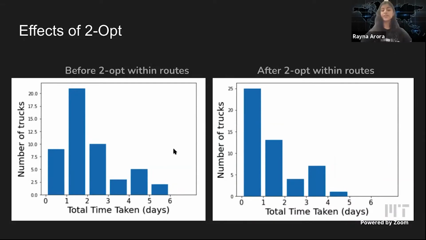We plotted a histogram of the total time taken by each truck before and after the two-opt swap. As you can see in the graph on the left, some trucks took up to 6 days to complete their routes. In the graph on the right, however, after the two-opt swap, the data is significantly shifted left. Most trucks take less than a day, and all trucks take less than 5 days, while still reaching every single hospital and shelter.